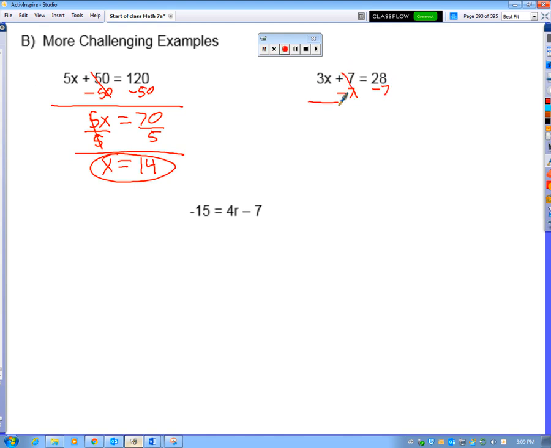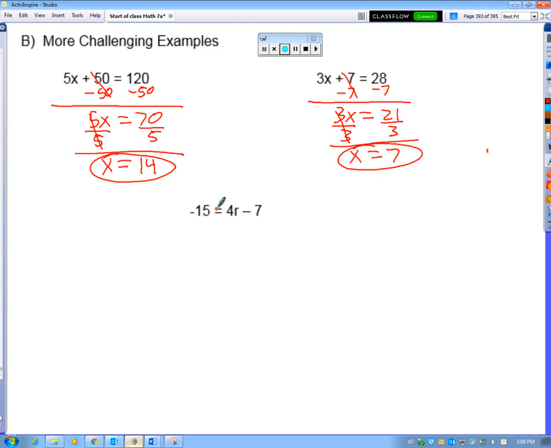Cross that off. It is gone. Drop down what you have left. I have 3x over here. I have my equal sign. 28 minus 7, that is going to get me 21. Alright, now we just have to get rid of this 3. It's 3 times x, so do the opposite. Divide by 3, cancel. Divide by 3 over here. Write down what we have. We have x equals 7. Alright, that is our solution to that one.